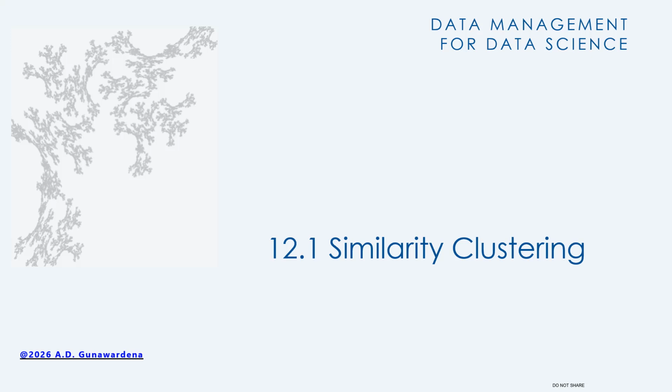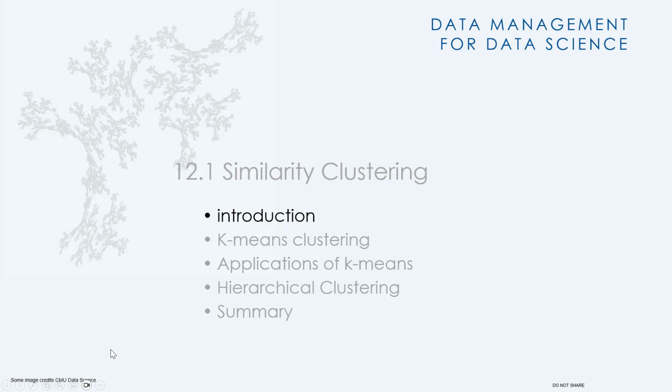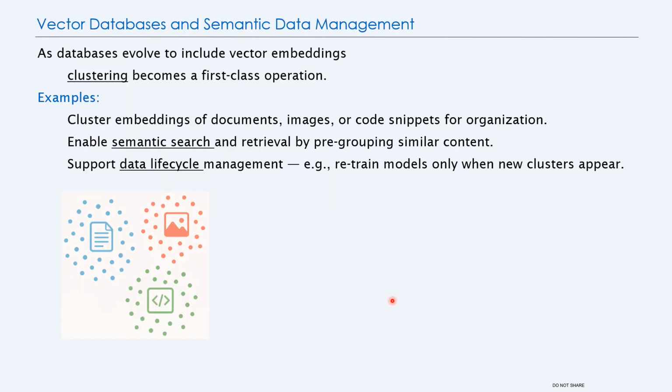For example, if you have a bunch of pictures in a database, how would you take those pictures and label them if they don't have any labels? And there are many other applications for similarity clustering. So let's get started. So we'll go through a few short lectures, some introduction and methods of what we call k-means clustering, and also applications of k-means and hierarchical clustering, and a summary.